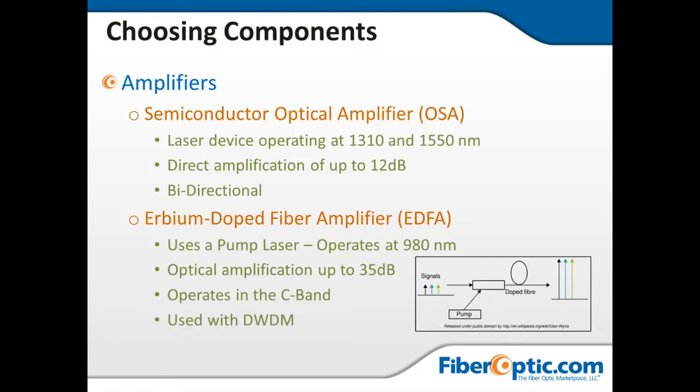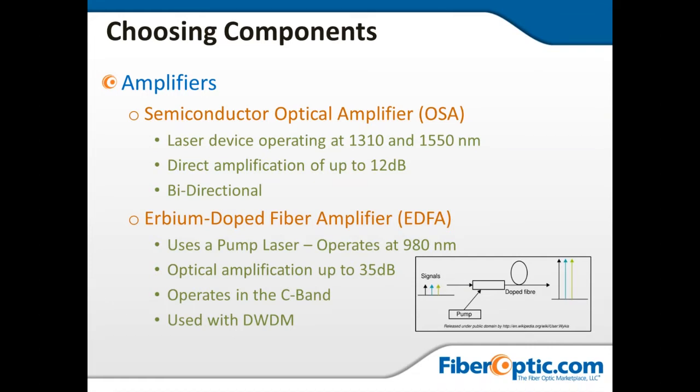Under the amplifiers or transmitters, the semiconductor optical amplifier you'll see designated as SOA. So it's a laser. It's one of the original 1310 and 1550s, with direct amplification of up to 12 decibels, and can be used bidirectionally. The EDFA that you hear about is an erbium-doped fiber amplifier, and it actually uses a pump laser that operates at 980 nanometers, with optical amplification up to 35 dB, and operates in the C-band of the spectrum. And it's typically what's used with DWDM.